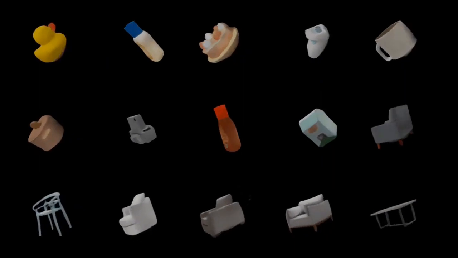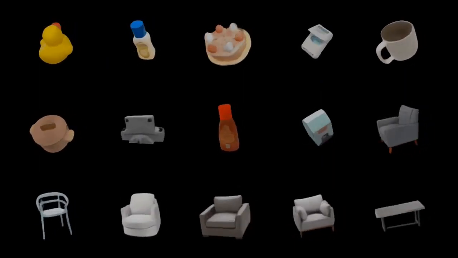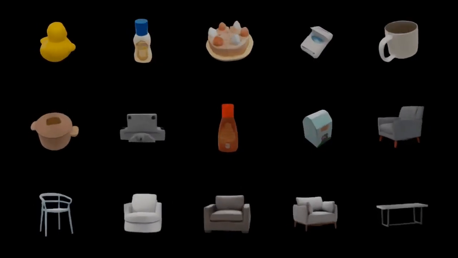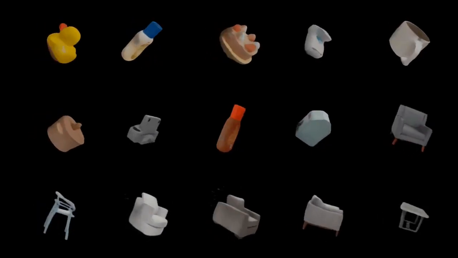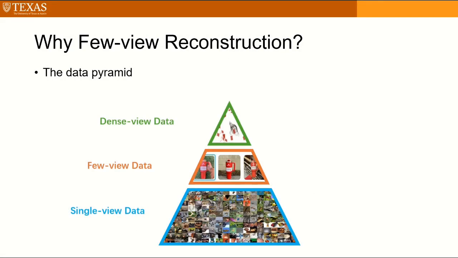Let's dive deeper into the reason why we want to explore few view object reconstruction, especially towards accurate and scalable reconstruction methods. Let's have a look at the data we can access nowadays. The data can be divided into three parts: single view, few view, and dense view data, with different data quantity and quality.